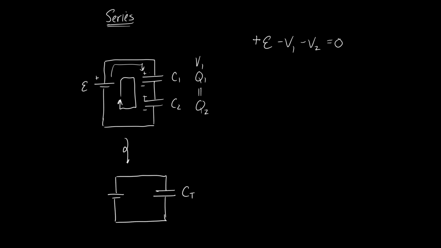I generally say total capacitance, but the actual word I'm supposed to use is equivalent capacitance. But that's a lot to say, so I generally just say the total. But equivalent means if I could take these two capacitors out and replace them with a new capacitor, what would that capacitance be? Does that make sense to all of you? That's what we're trying to figure out.